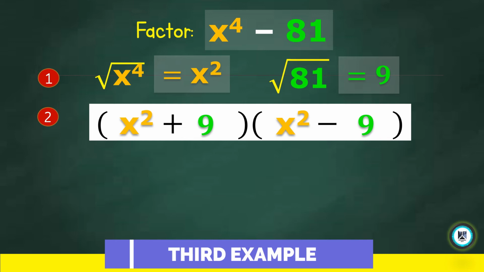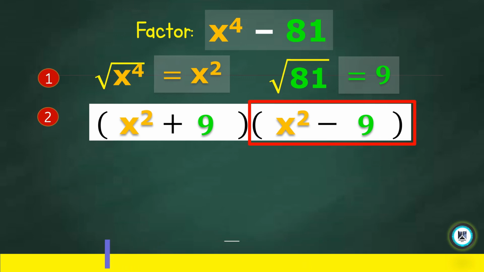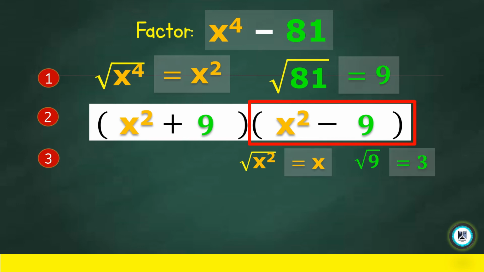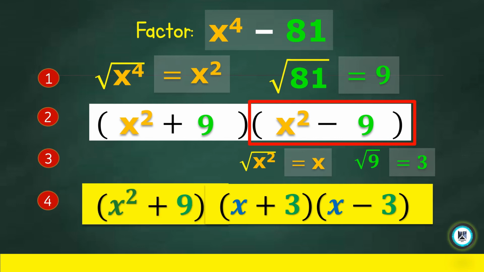Now, question. Is this our final answer? Please take note of the second factor, x squared minus 9. It is still factorable under difference of two squares. If we factor it, it is equal to the product of x plus 3 and x minus 3. Then we affix the first factor, x squared plus 9. Our final answer now is the product of x squared plus 9, x plus 3, and x minus 3.